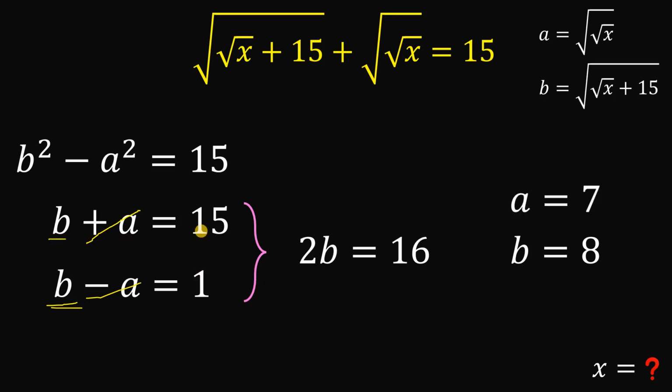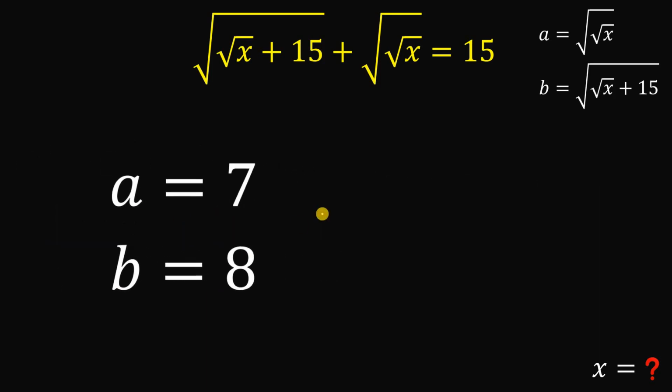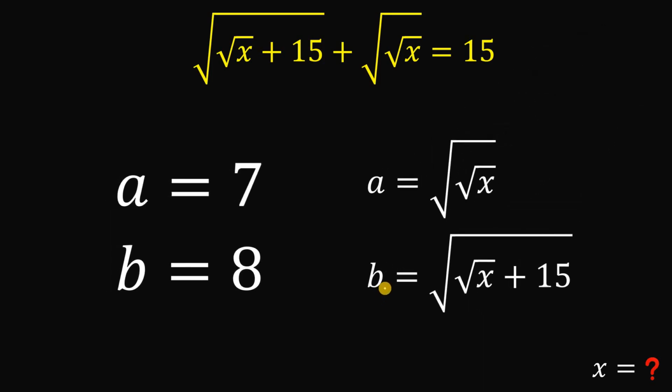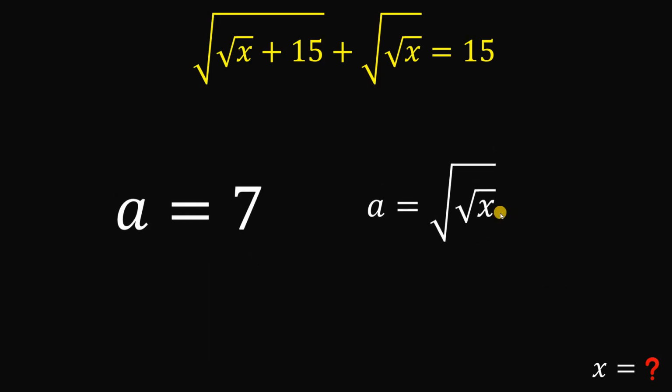8 plus 7 equals 15. So 7 and 8 is the solution to these two equations. Therefore, a equals 7 and b equals 8. And this corresponds to the values of a and b. But again, we don't care about the values of b and a. We want the value of x. So we will use these two equations to solve for the value of x.